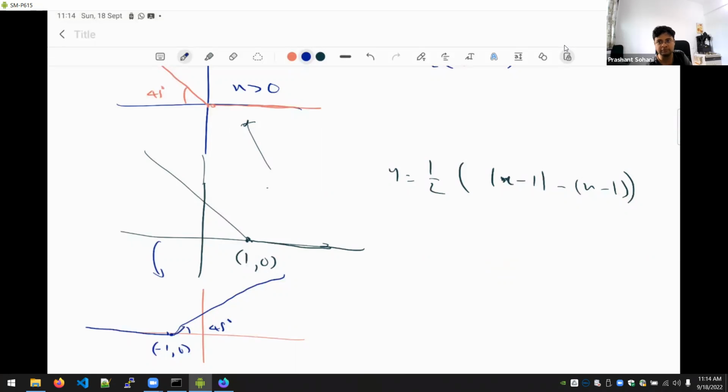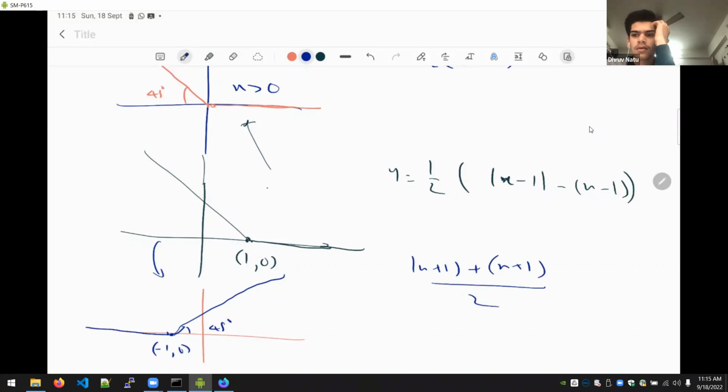Sorry, what is the function? Sir, mod of x plus x by 2. No, but it is also at minus 1, 0, right? It is not centered at the origin. Mod of x plus 1 plus x plus 1 by 2. Yes, that is correct.